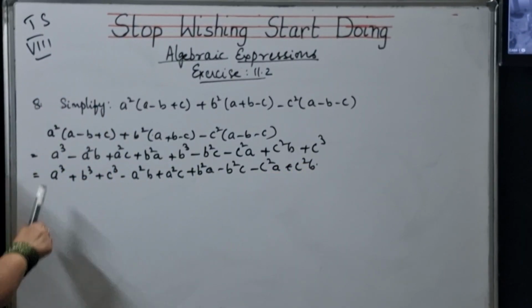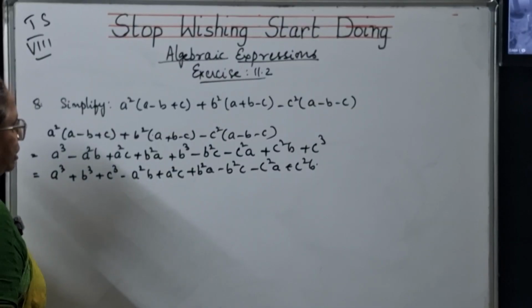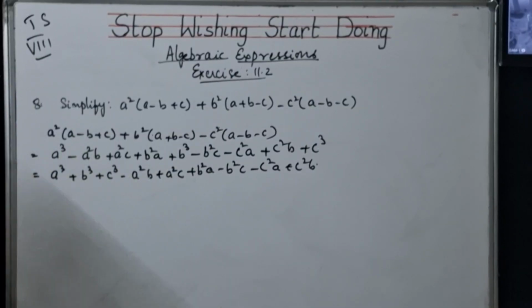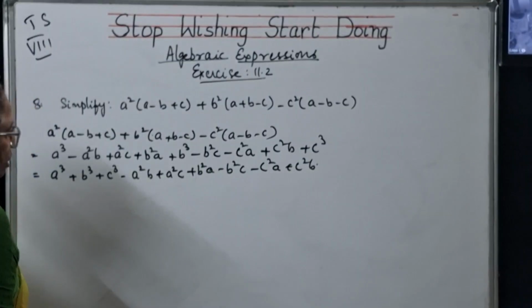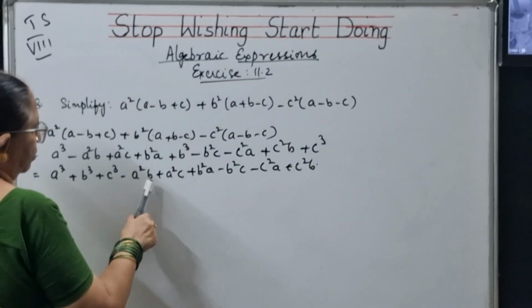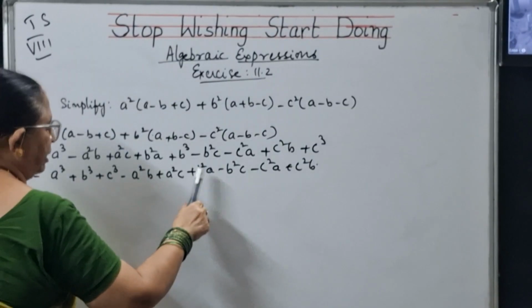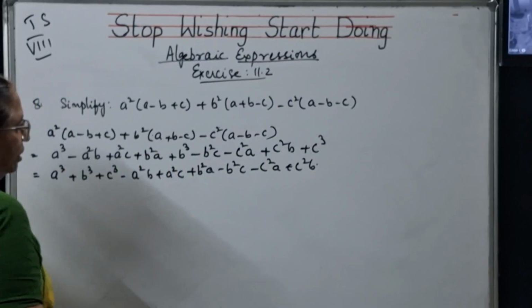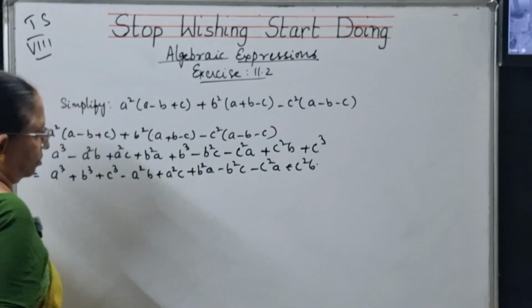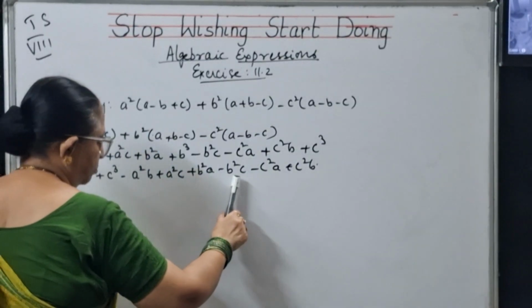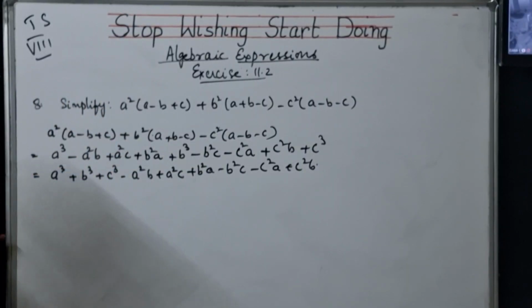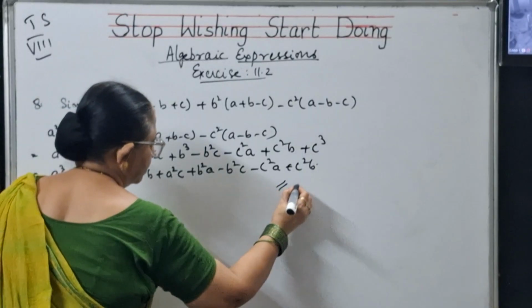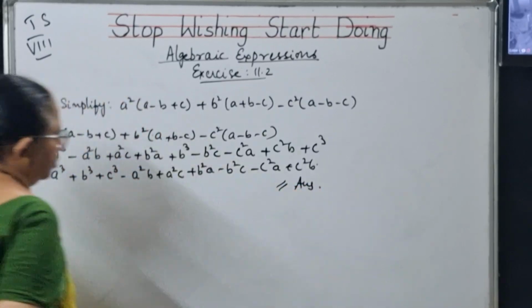Only I have written a cube plus b cube plus c cube together. The remaining I cannot put together, even though these two are ab, because a is having square, b is not having. Here b is having square, a is not having. Similarly a and c also, and b and c also. Squares are in different places, so you can consider this itself is the answer for this problem, children.